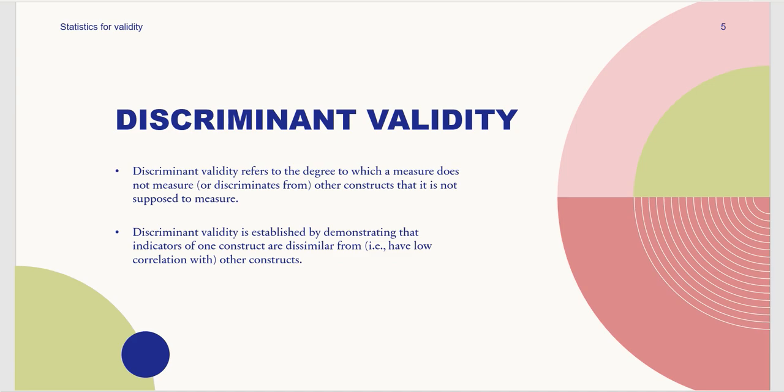Discriminant validity is established by demonstrating that indicators of one construct are dissimilar from other construct.